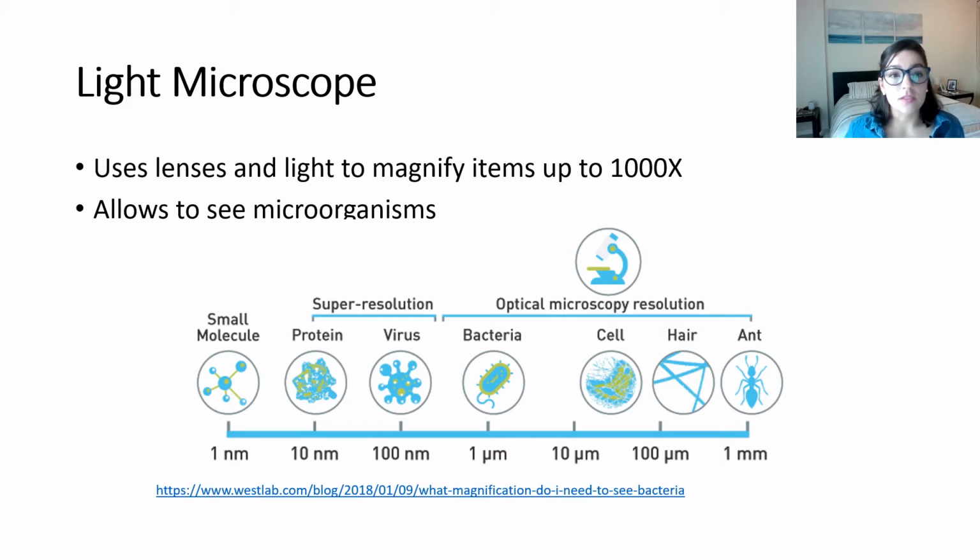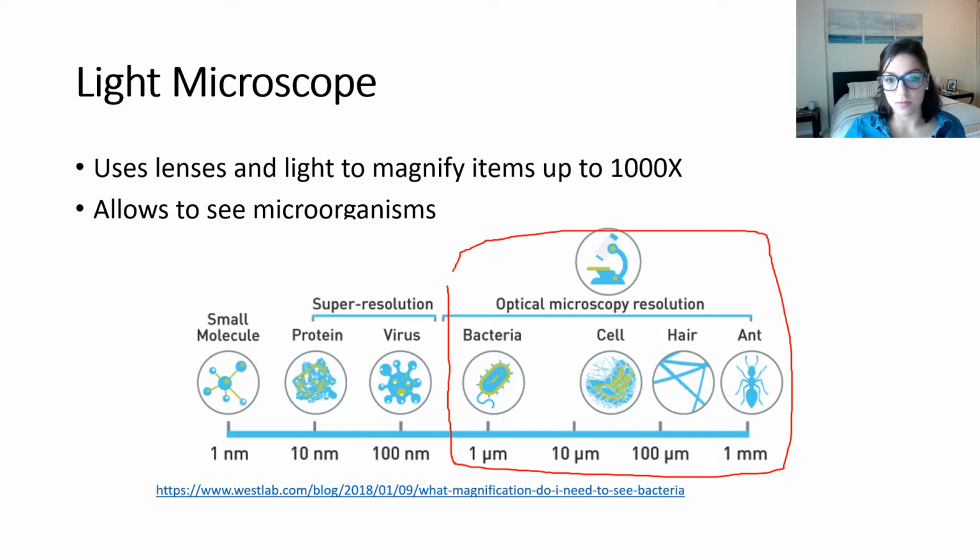And this one is very useful because it allows us to see different microorganisms. It allows us to observe, for example, an ant of 1 millimeter up to different things with a size about 1 micrometer, such as bacteria, as we can see in this picture right here. Anything below this size cannot be observed under the microscope.